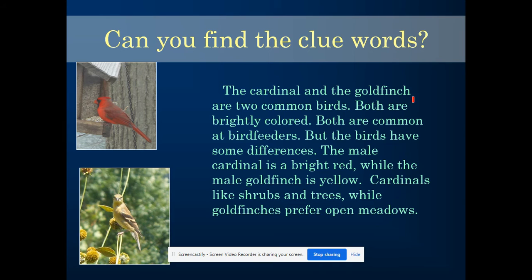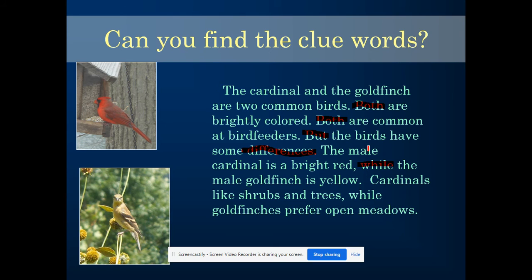The cardinal and the goldfinch are two common birds. Both are brightly colored. That tells me how they both are alike. Both are common at bird feeders. Tells me again how they're alike. But, now this word but tells me that there's going to be some differences. And right here I see the word differences, which tells me these are probably going to be the contrast down here. The male cardinal is bright red, while the male goldfinch is yellow.